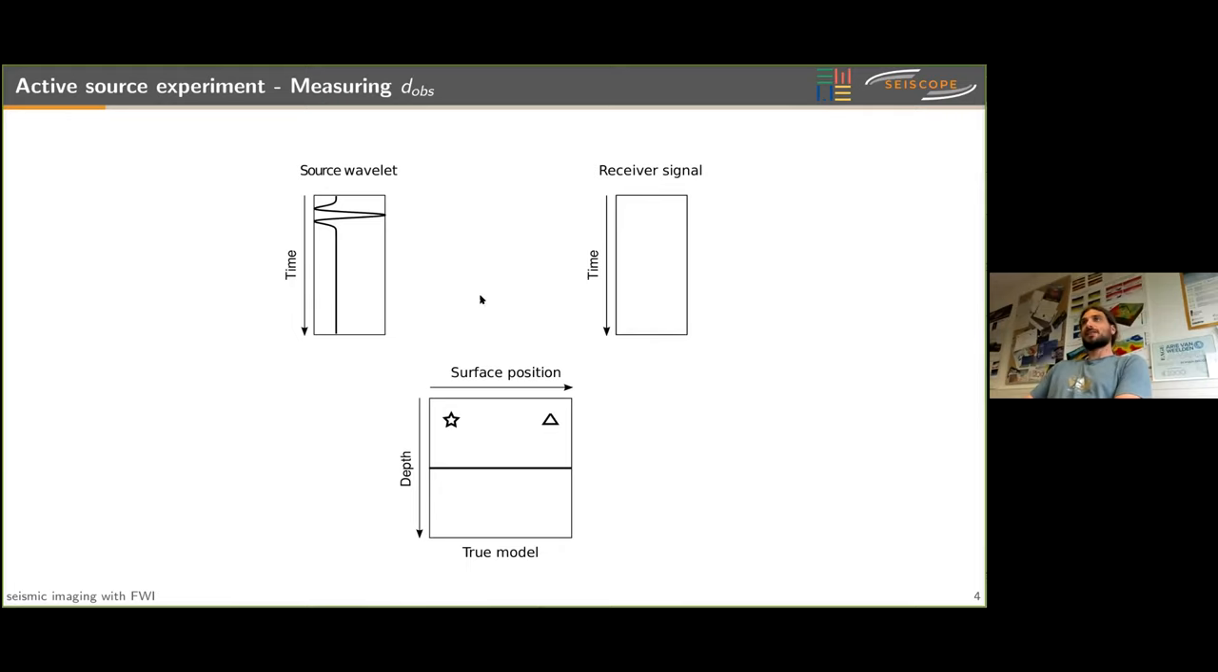So in practice, on the field, we are injecting some energy from a source. Here, it's a toy example to understand the way it works. We have one source here, one receiver. The background is homogeneous with a reflector. We inject the energy from the source. We have some propagation of the wave into the subsurface with a direct wave. The direct wave is impacting the reflector, which creates a reflected wave. And at the receiver position, we are recording one direct wave and one reflected wave. This is our observation we have in hand to start inversion.